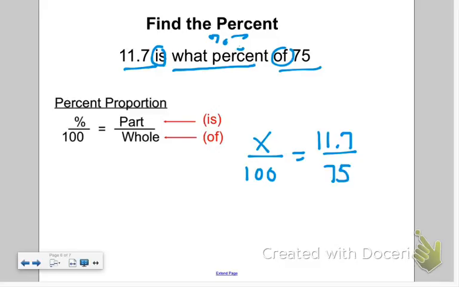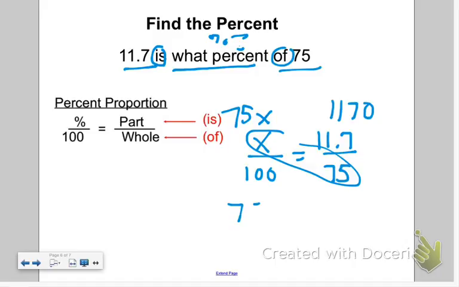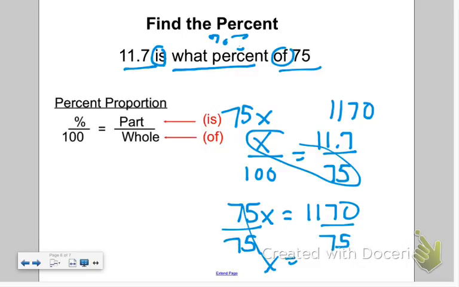So let's see, if I cross multiply, I have 75 times x here, I'm going to have 1,170 here. So here's my equation. And now I'm going to solve for x. 1,170 divided by 75 is 15.6. So it's about 15.6%. Remember, we were looking for the percent, so we can put the percent sign down. 11.7 is 15.6% of 75.